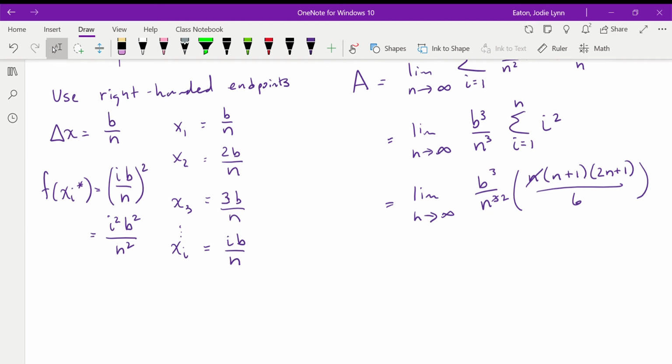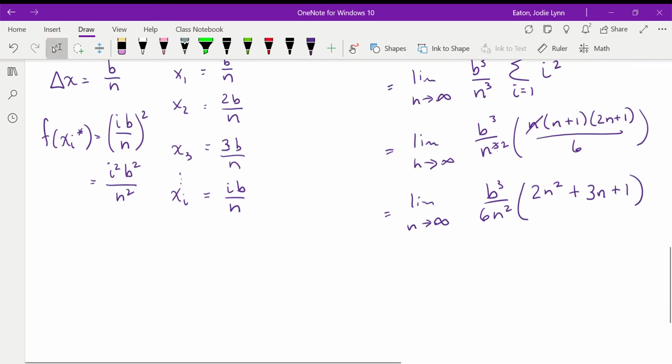And now we can expand our numerator. So this is equal to the limit as n approaches infinity. And I'm going to pull the 6 out to the fraction in front because it'll probably be happier there. We have b cubed over 6n times 2n squared plus 3n plus 1. I feel like we've done that expansion a few times now. So this is equal to the limit, and we're just going to now expand our brackets here.